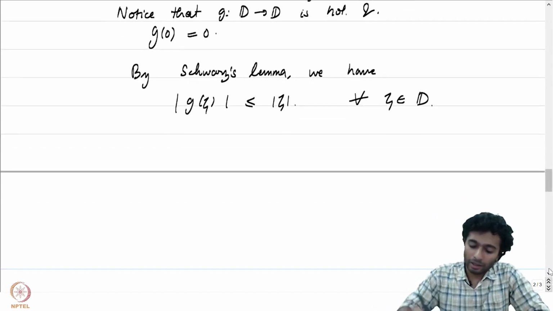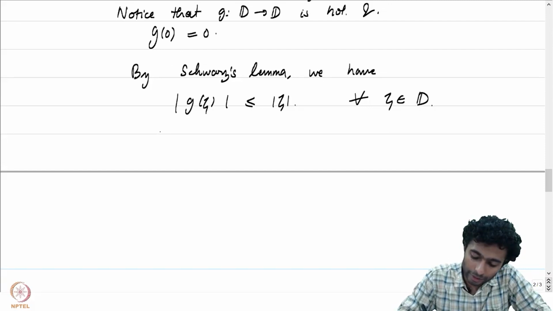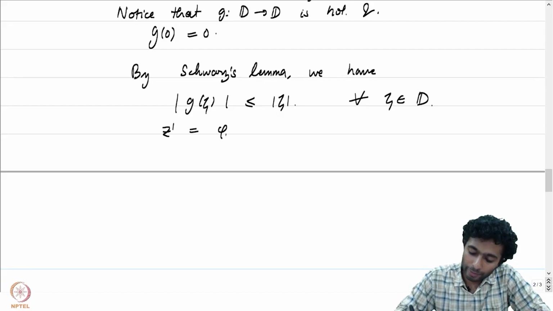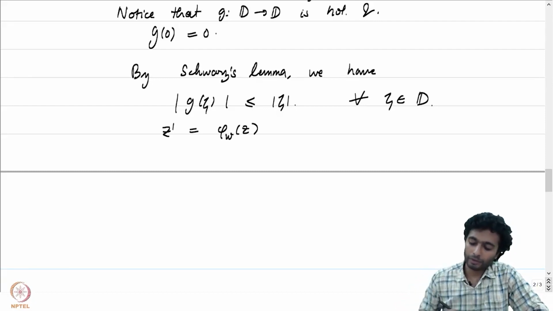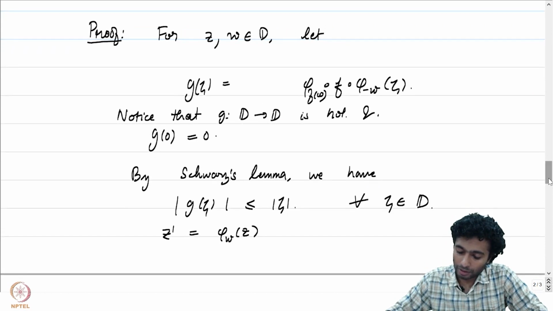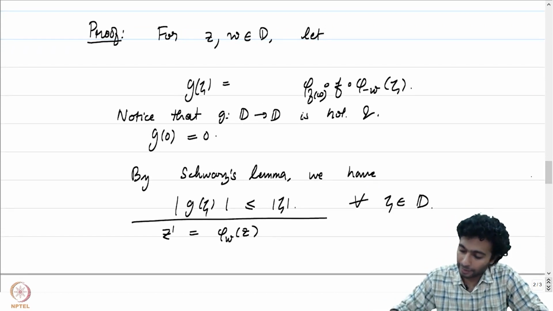Let's now pick z prime to be equal to phi w of z, and let's look at what happens in the equation that we have just defined at z prime.